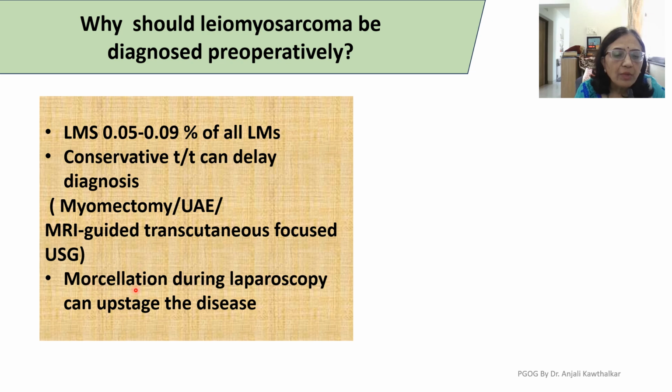Third is whenever morcellation is done, especially during laparoscopy, in unsuspected cases of leiomyosarcoma, this morcellation itself leads to this tissue being thrown all over the peritoneal cavity, and that leads to the upstaging of the disease. This is the most dangerous way. Even though leiomyosarcomas are not very common, if morcellation is done during laparoscopy in a case of leiomyosarcoma, there is a possibility that it can upstage the disease, and that is the reason for the importance of suspecting leiomyosarcoma preoperatively.